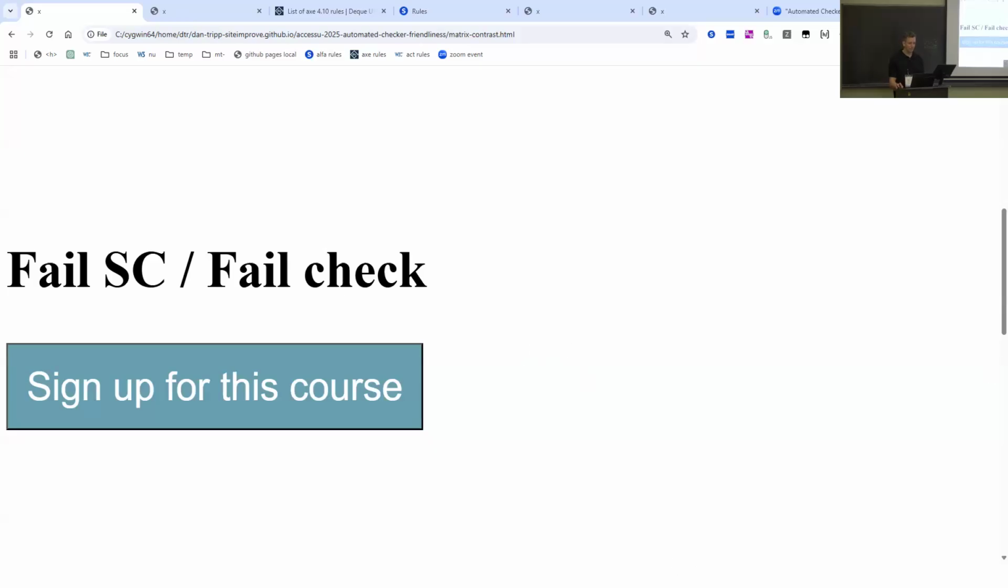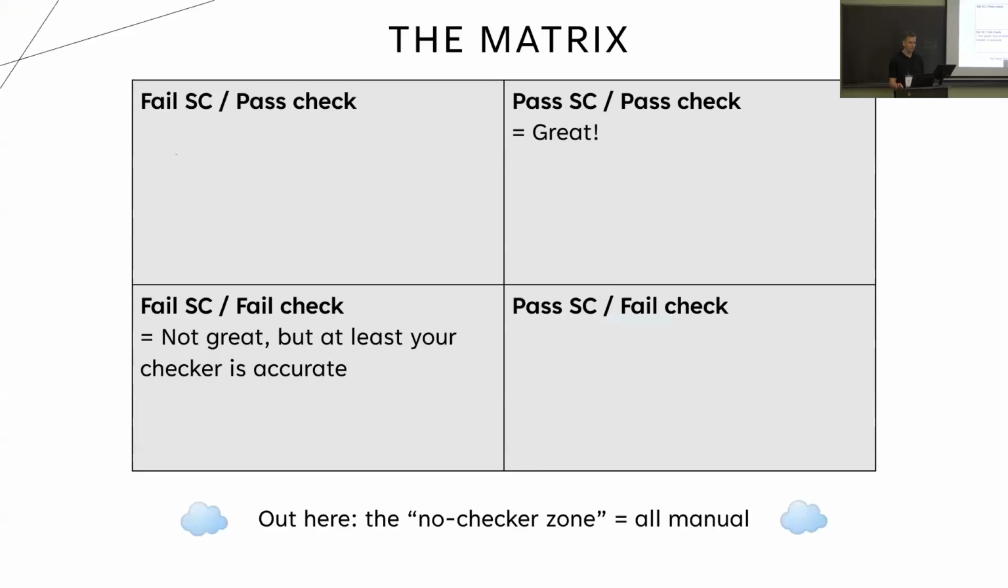It starts to get more complicated in the next quadrant, which is passing the SC and failing the check. Now, what is this quadrant, this situation? This is the situation where you have noise or you have false positives. This is something where your automated checker is telling you that something is bad, but you go and check it manually and it's actually good. So this is a huge problem for some people, and I deal with it every day. This noise or false positives quadrant.